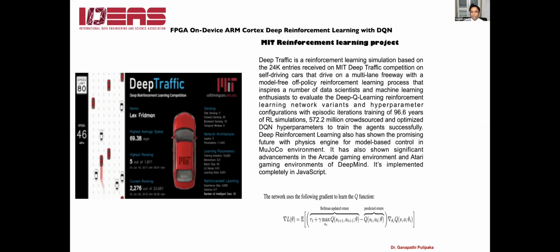So it's entirely the teamwork of all of these data scientists that created such 96.6 years of reinforcement learning simulations. And how many parameters did they look at? It's like 572 million. DQN hyperparameters have been fine-tuned to train the agent successfully. Primarily, this was trained on the Mojave environment. DeepMind has also trained in different types of environments, for example, arcade gaming environments, Atari gaming environments, and the front end has been completely implemented in JavaScript.